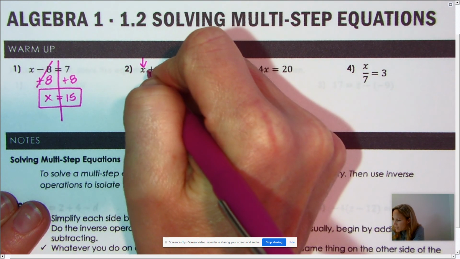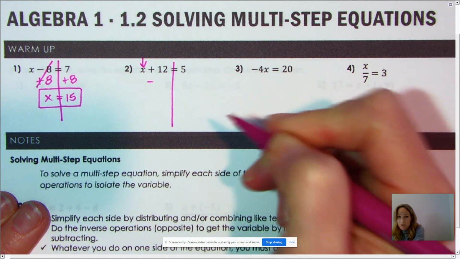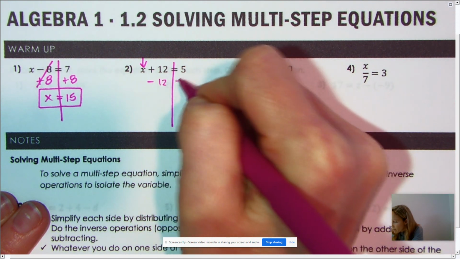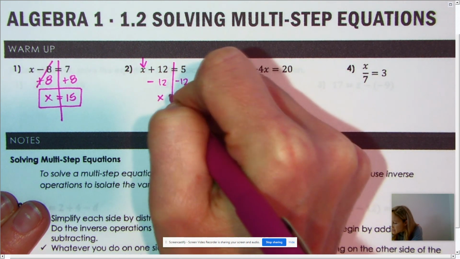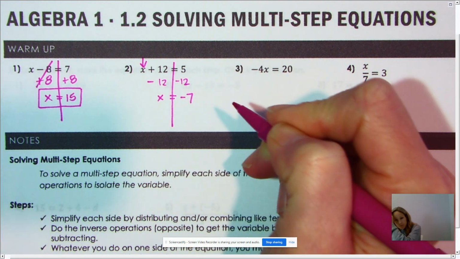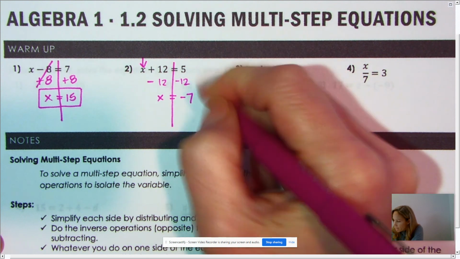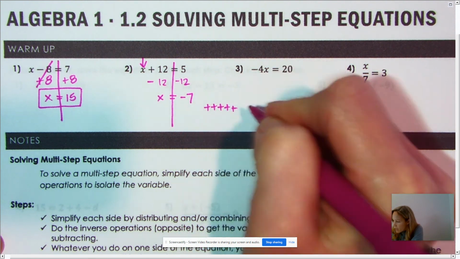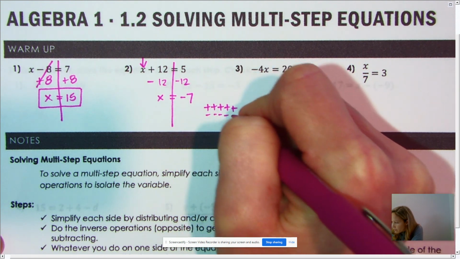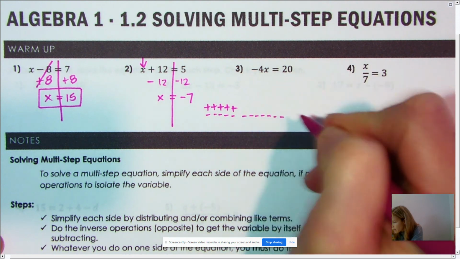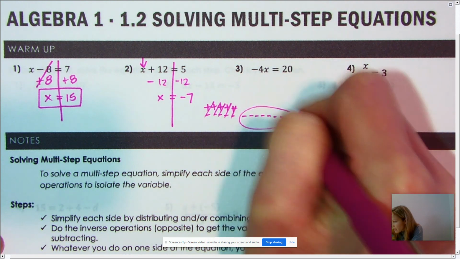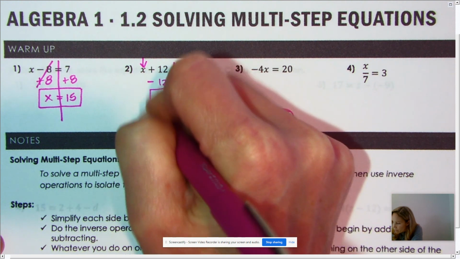And we need to see what's happening to it: plus 12. So we do the opposite, which would be take away 12 on both sides. So I have x is equal to -7. If you have a hard time with integers, I would recommend writing it out. We have 5 positives. We have 12 negatives. And so 5 of them are going to cancel out, so we'll have 7 negatives left over.